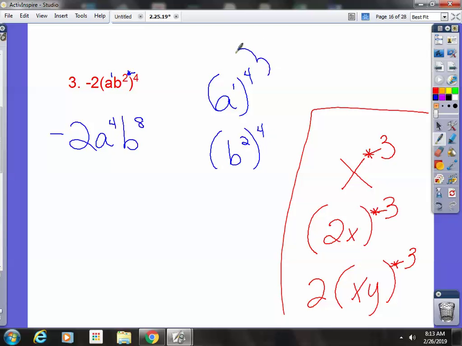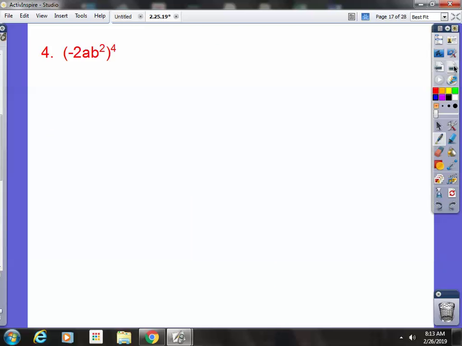This right here is what you're going to be thinking about in your head. Okay? If you need to write it out to visualize it, please go ahead and write it out. But that's the thought process that I want to happen in your head as we go through these. This next example is similar but not the same. So this time I have in parentheses negative 2 AB squared all to the 4th power.